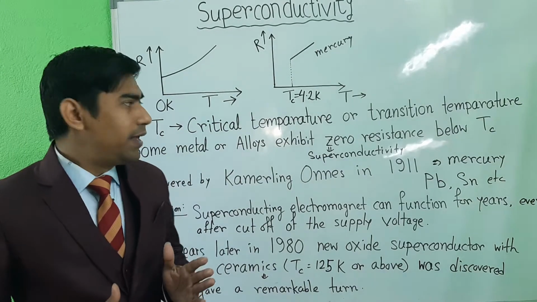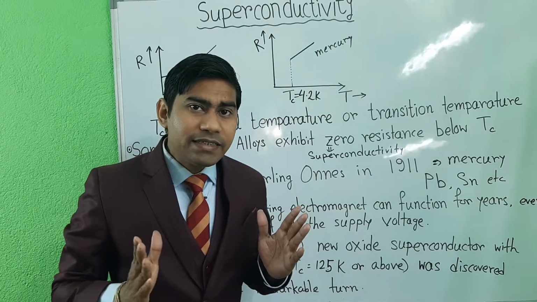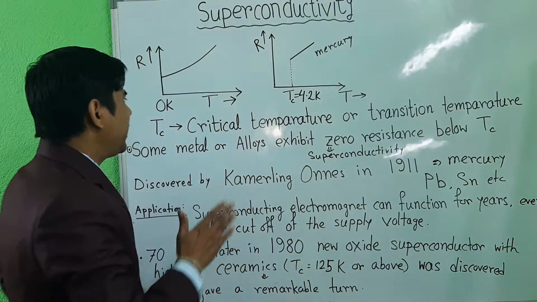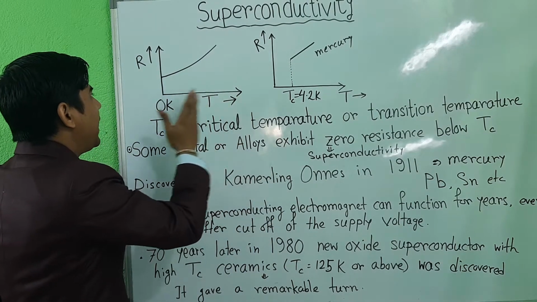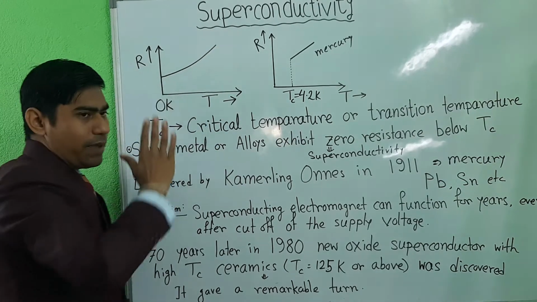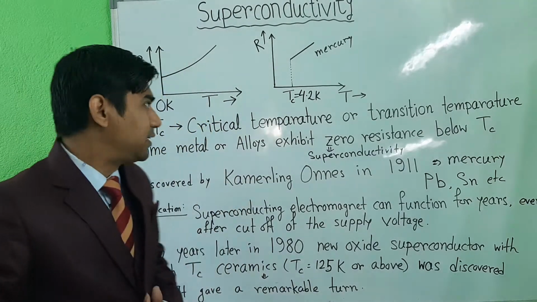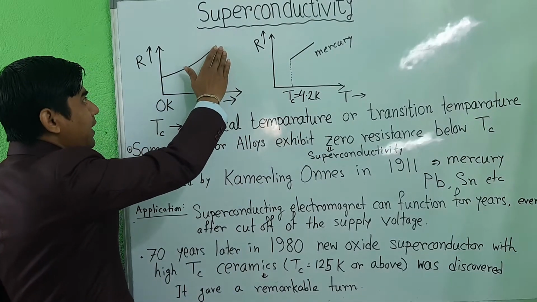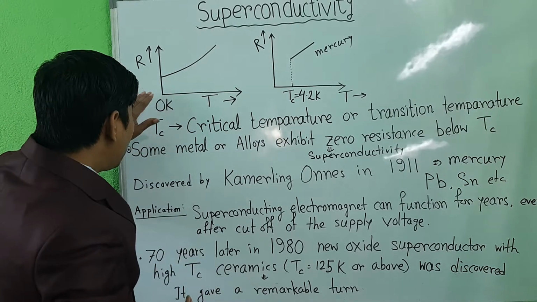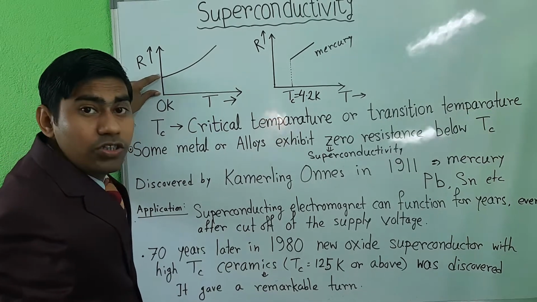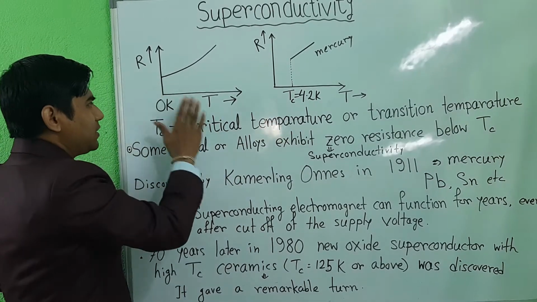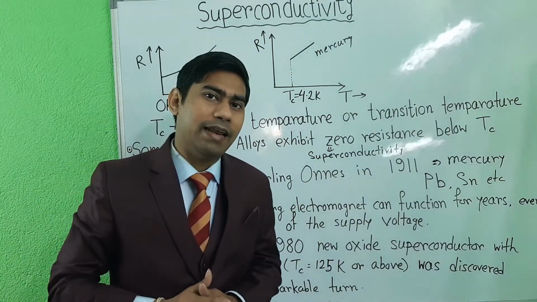In most metals, if we see the variation of resistance with temperature, that is, if we plot temperature along the x-axis and resistance along the y-axis, then we will get this type of graph. That is, with decreasing temperature, resistance decreases, but at 0 Kelvin temperature, resistance is not 0. Okay. So, this is the resistance versus temperature graph for most metals.